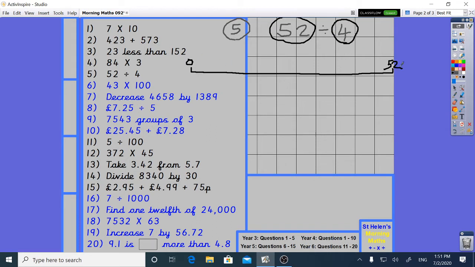And I'm going to see how many 4s fit into 52. So it takes a while, but 4, this is the song really that you know. 4, 8, 12, 16, 20. That's what I'm writing down. I'm writing down the song. 4, 8, 12, 16, 20.